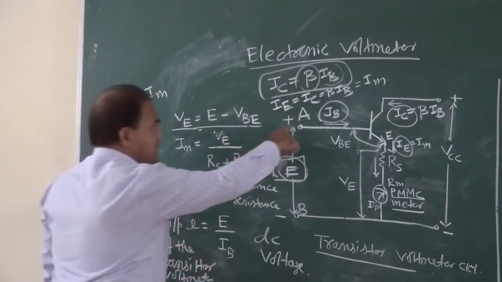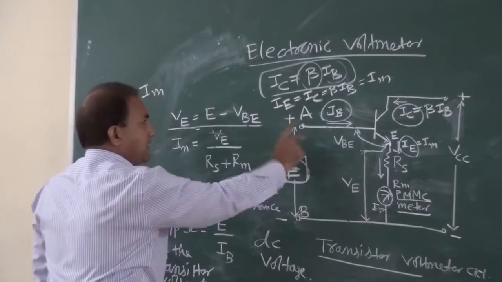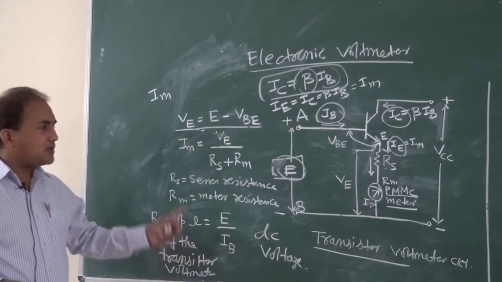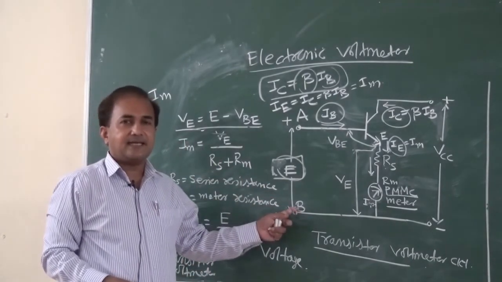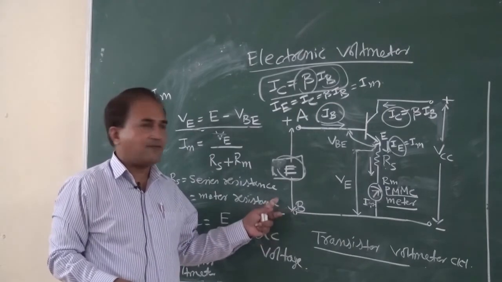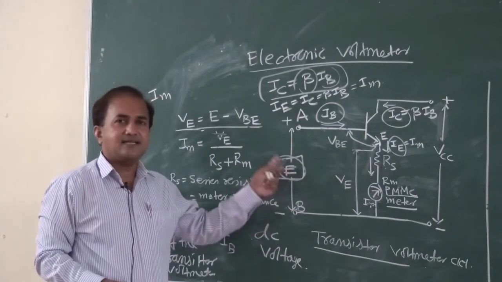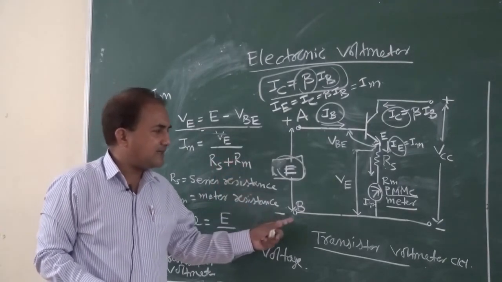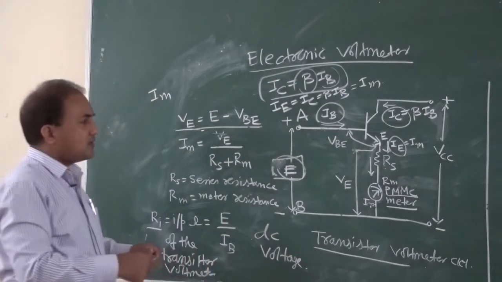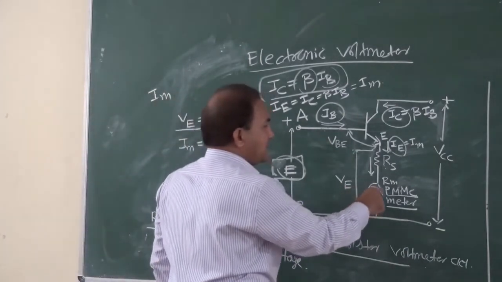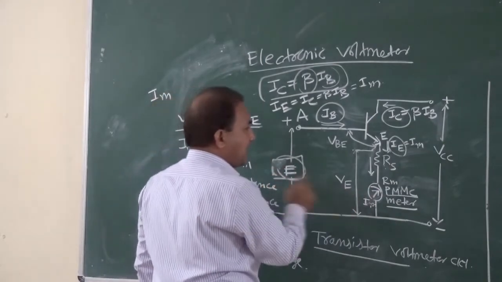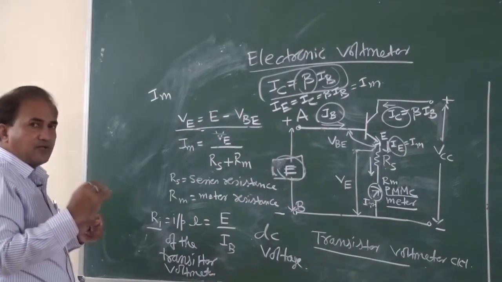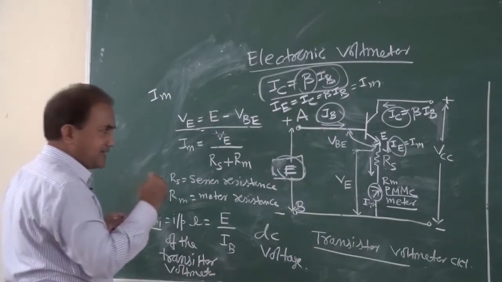It is equal to this complete E divided by IB. So this transistor voltmeter circuit is used for the measurement of DC voltage. E is the DC voltage. So we can measure DC voltage by using the transistor voltmeter circuit. Here the current IM is proportional to E. In this way, the transistor voltmeter circuit can be used for the measurement of any DC voltage.